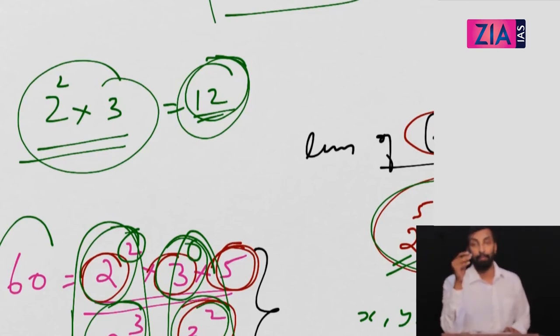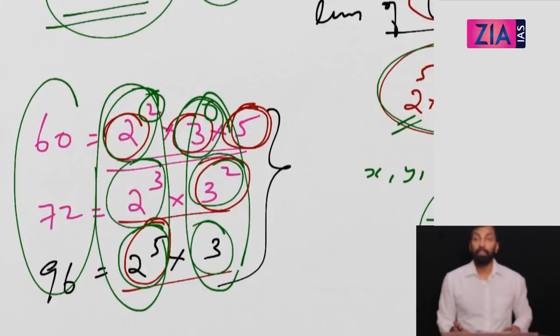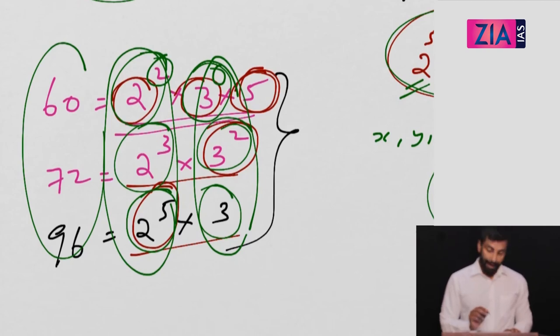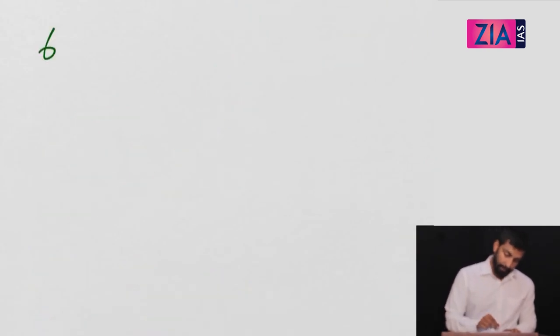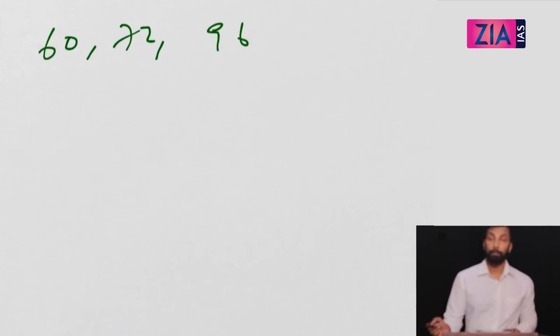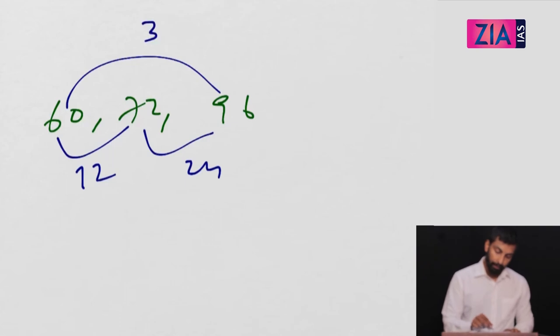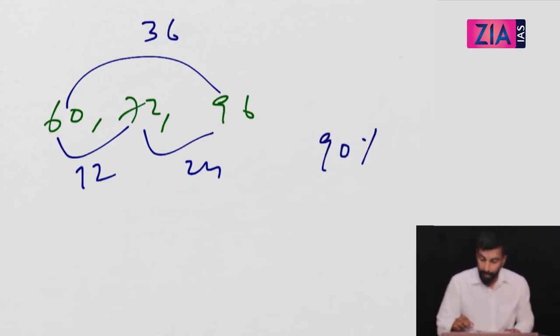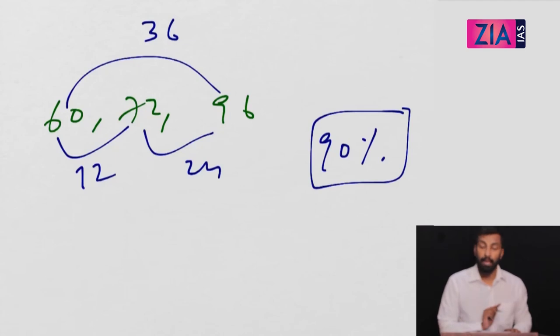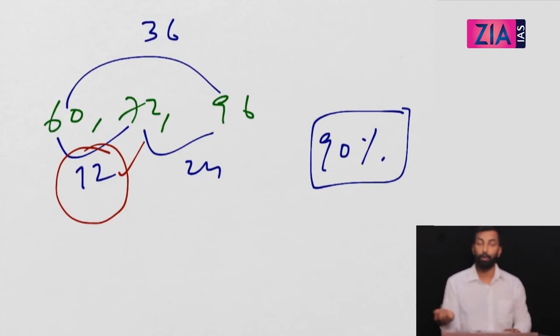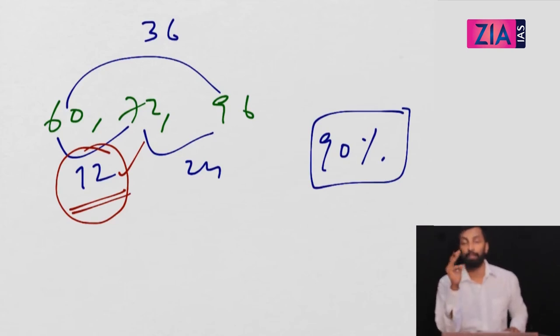I hope the concept of LCM and HCF is clear for all of you. Now there is another easy method of finding HCF. See, if you need to find the HCF of these numbers 60, 72, 96, you take the difference between these numbers. This is 12, this is 24, this is 36. In 90% of the cases, the smallest number which you got will be your HCF. And here also there is no exception. Here also you got 12 as your HCF. So if numbers are given, you just take the smallest difference. 90% of the cases you get the HCF.